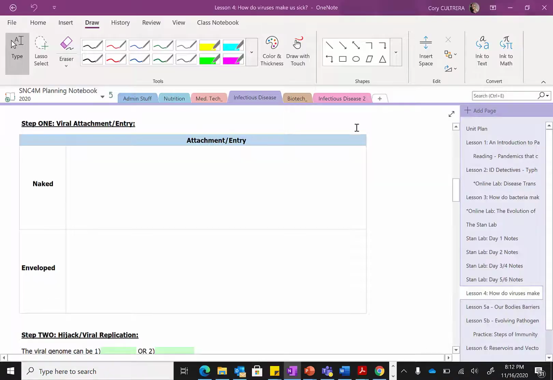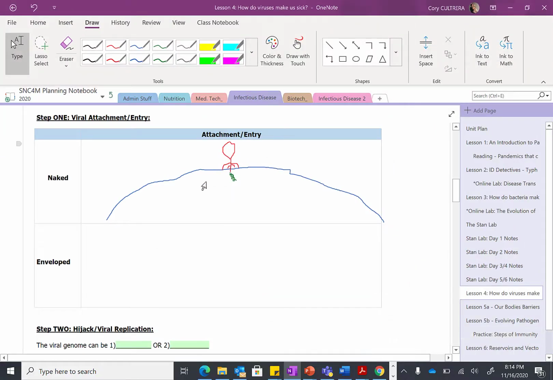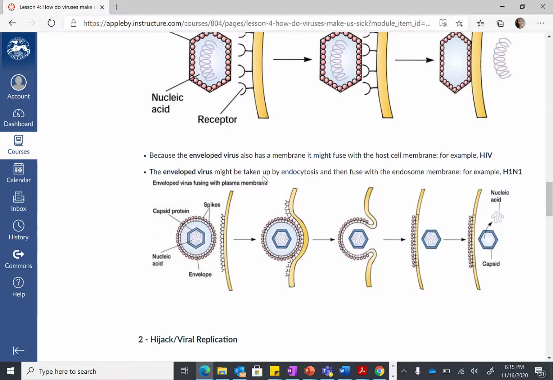So in your OneNote notes, I just want you to draw a simple example of that. You can draw an example of either the injection or the endocytosis step. It's totally up to you. So in my really simple example here, I've shown that injection step. Here's my bacteriophage, and it's injected its genetic material into the host cell. Okay, so again, you can draw either or.